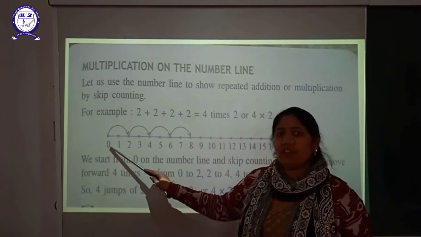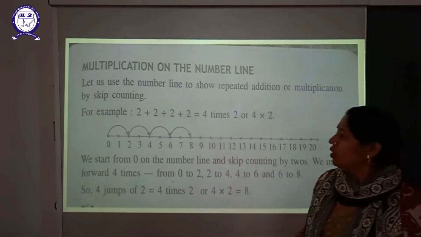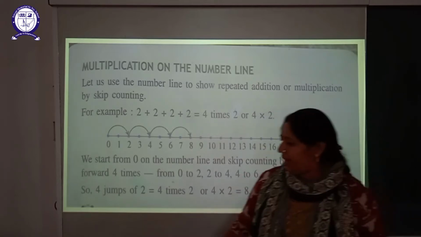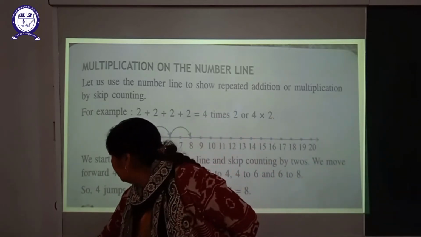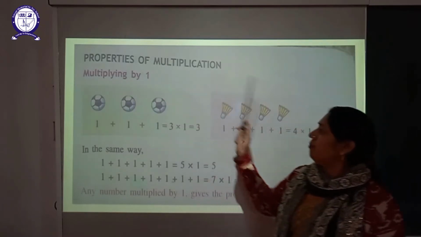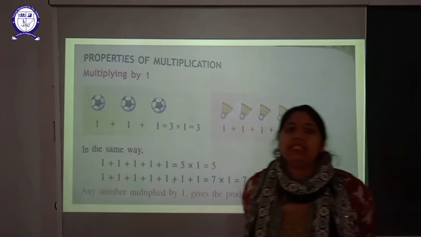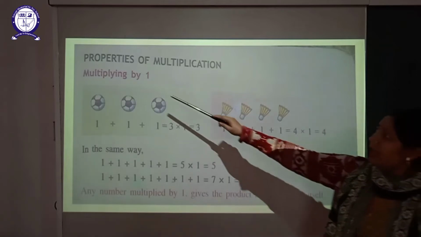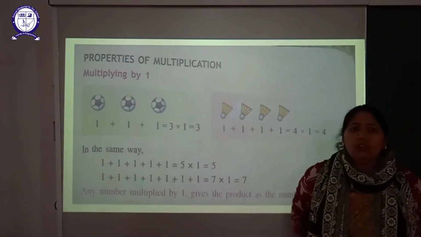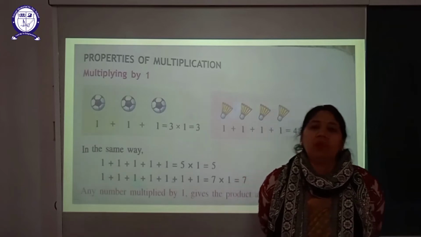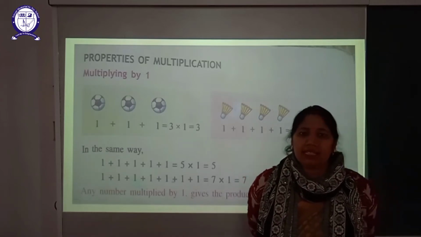So we have to start from 0 and do the skip counting in the multiplication on the number line. So come to the next topic, properties of multiplication. Students, there are 3 properties of multiplication. Multiplying by 1. When we multiply any number by 1, the product is the number itself.